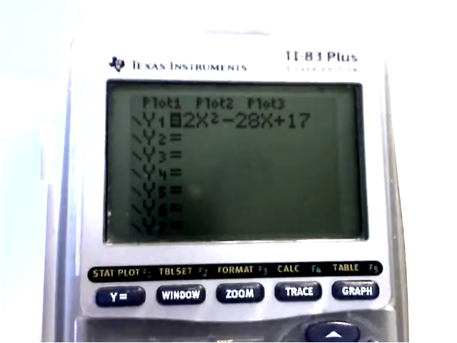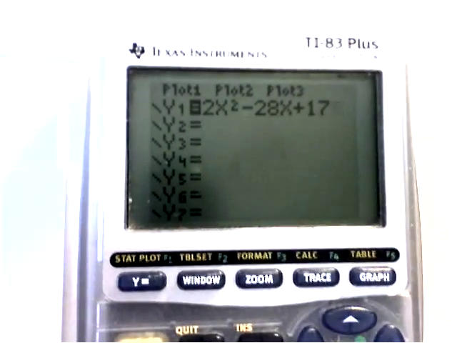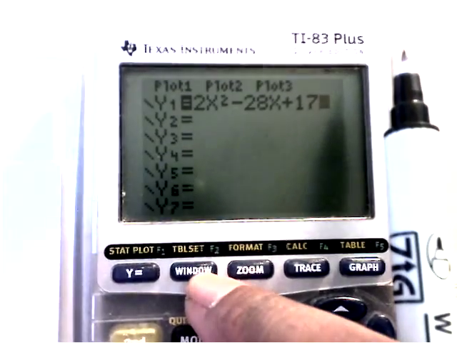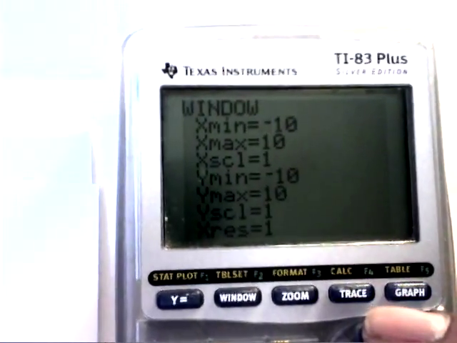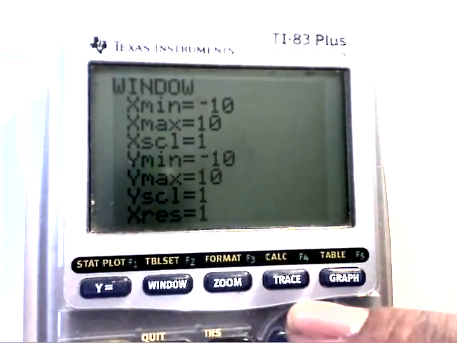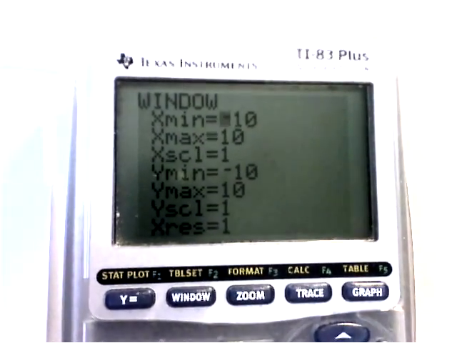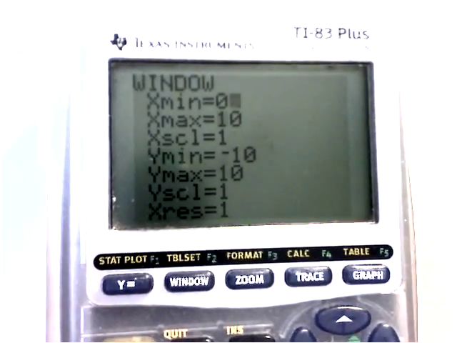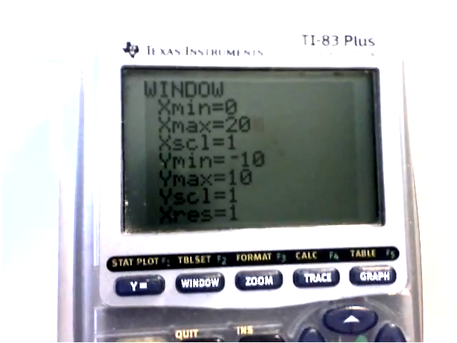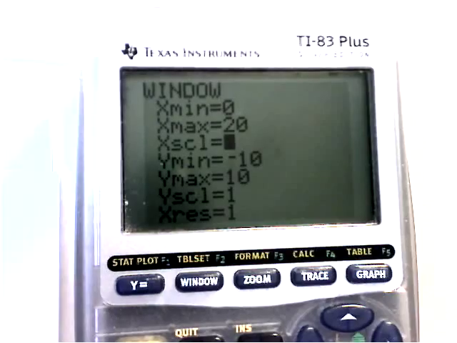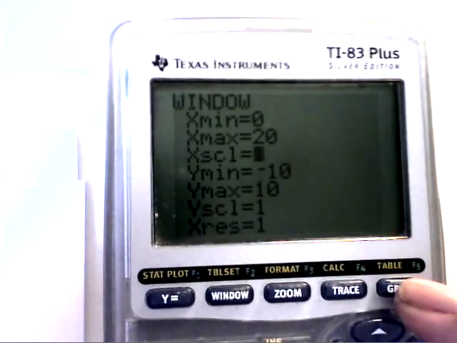All right, now the next step, we want to change our window for the x-coordinate. So we're going to press the window key, which is on the very top of your calculator next to the screen. Notice my x-min is -10 and the x-max is 10. All right, let's change that from 0 to 20. X-min, we change that to 0. Hit your down arrow key to go to x-max, change that to 20. And for the x-scale, we can leave that as is. And the y-min and the y-max and the y-scale can stay as they are. Now let's go ahead and press the graph button.